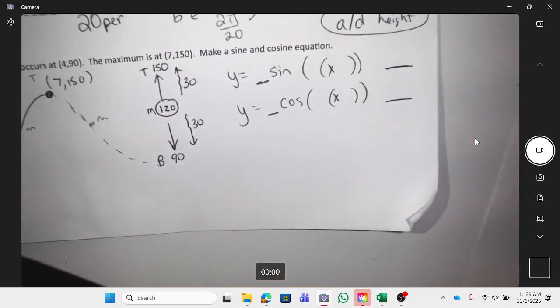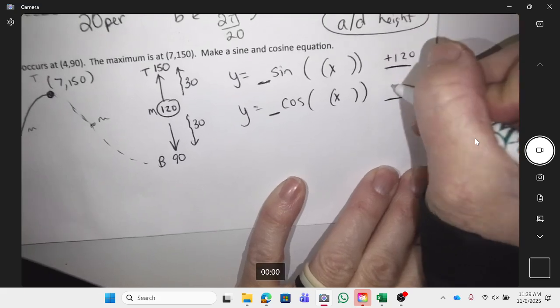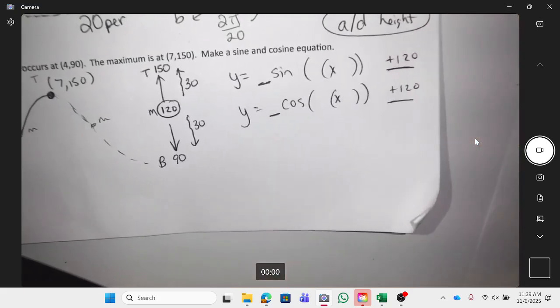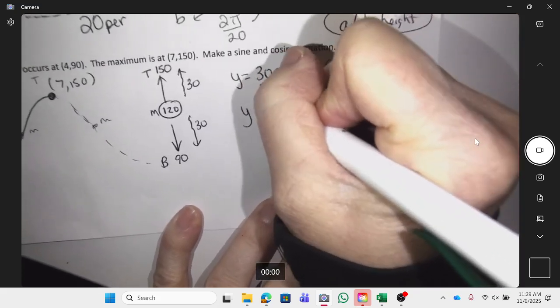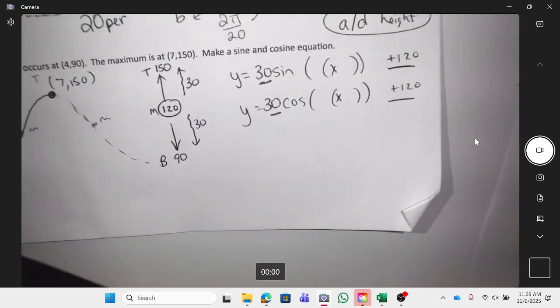What goes where? Where should I put the 120? Middle. That was a shift. So where do I put a shift? That was a shift up. What does A do? Vertically stretching. So where do I put a vertical stretch value? A position.